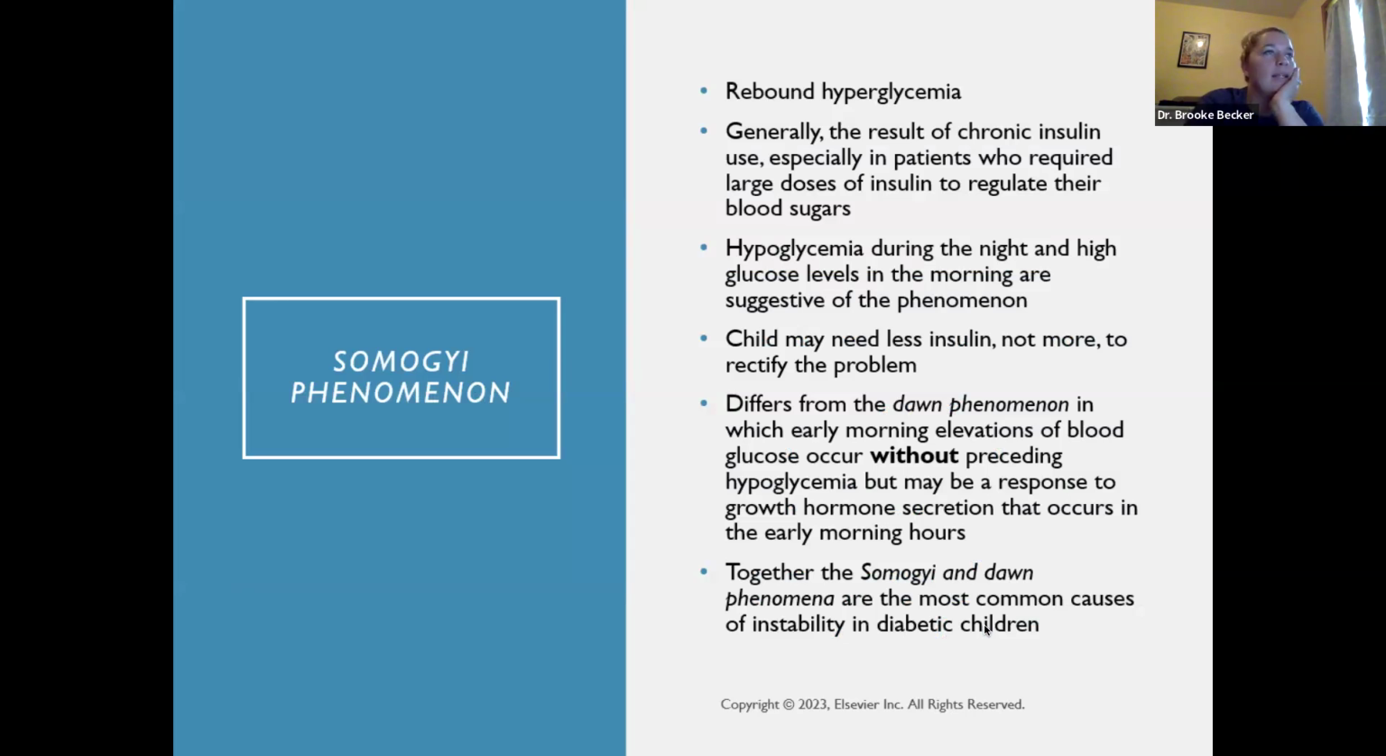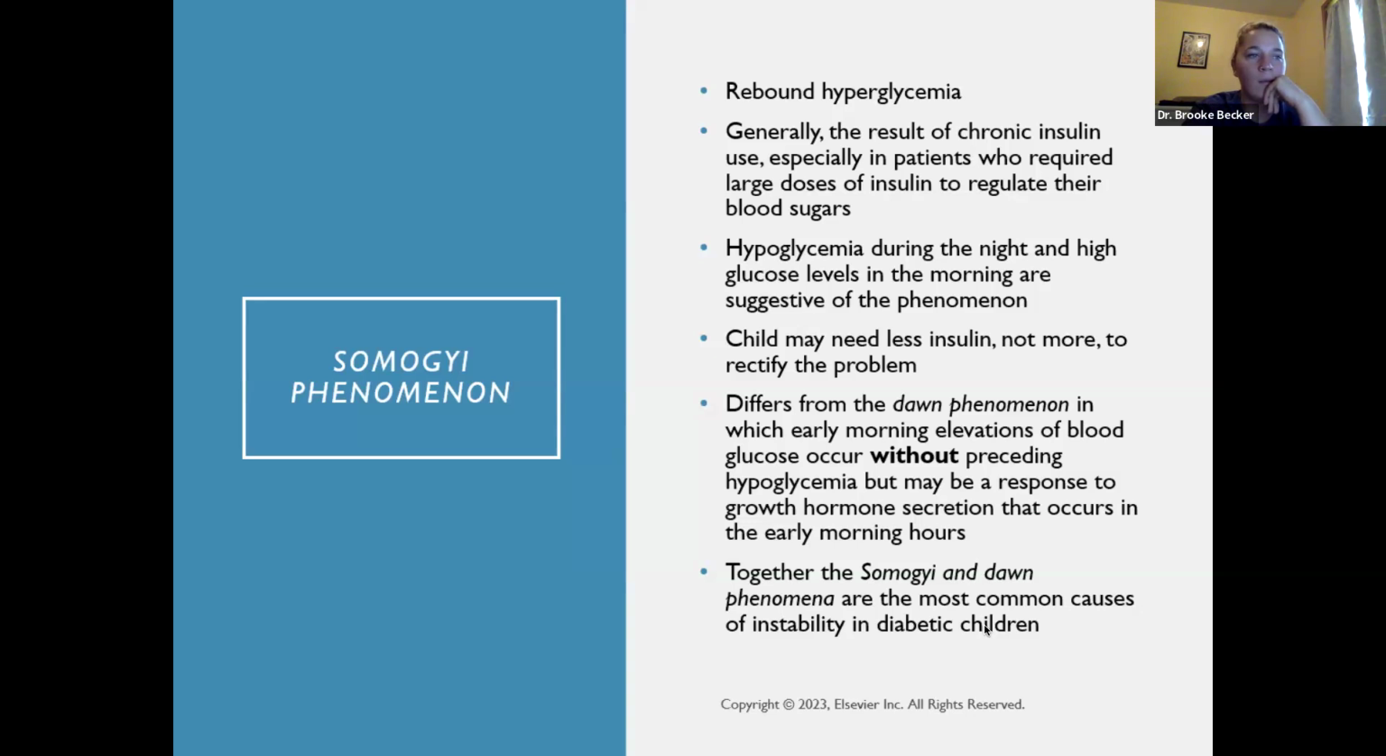Somogyi phenomenon, this is rebound hyperglycemia. This is with patients who have chronic insulin use, and they have to have really high doses of insulin to help regulate their blood sugars. What happens is hypoglycemia happens at night, and then high glucose levels happen in the morning because of this phenomenon. And so kids may need less insulin and not more to improve this problem.